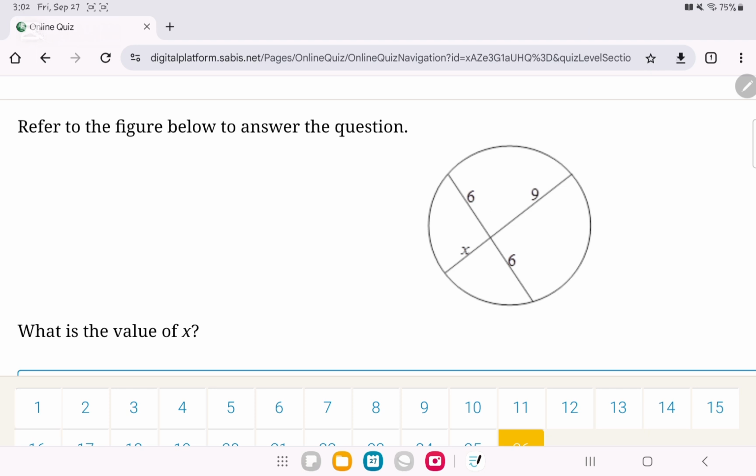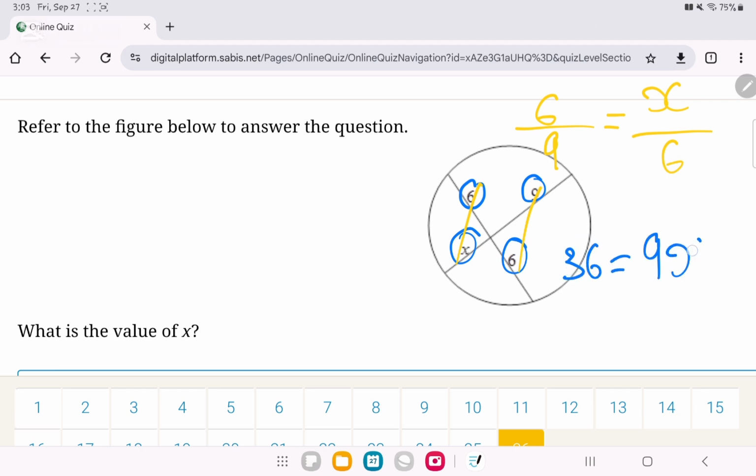Or another way that I like to do, I like to take this over this is equal to this over this. Why? Because this and this are on the same side and this are on the same side. So you can do 6 over 9 is equal to x over 6. And then we're going to get 36 is equal to 9x. So then x is equal to 4.